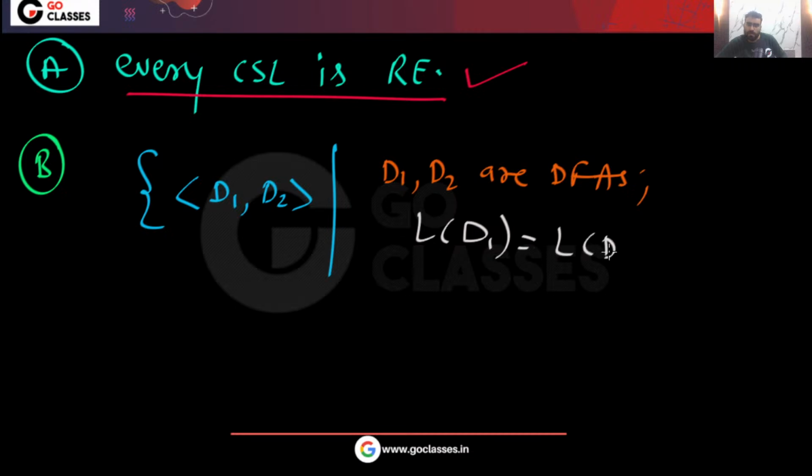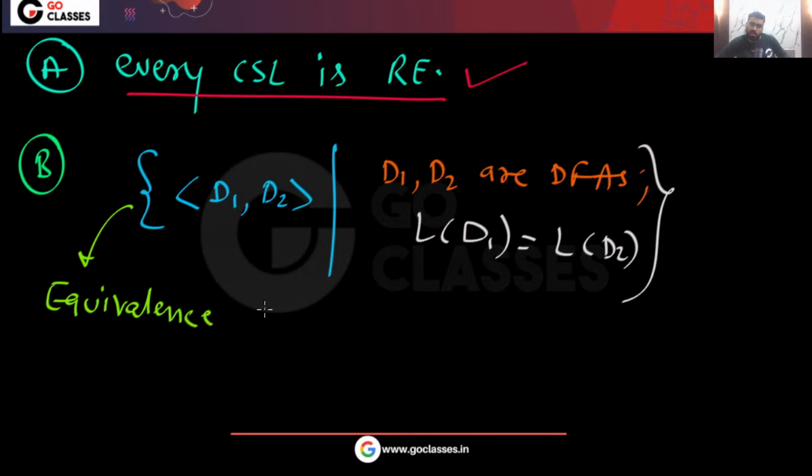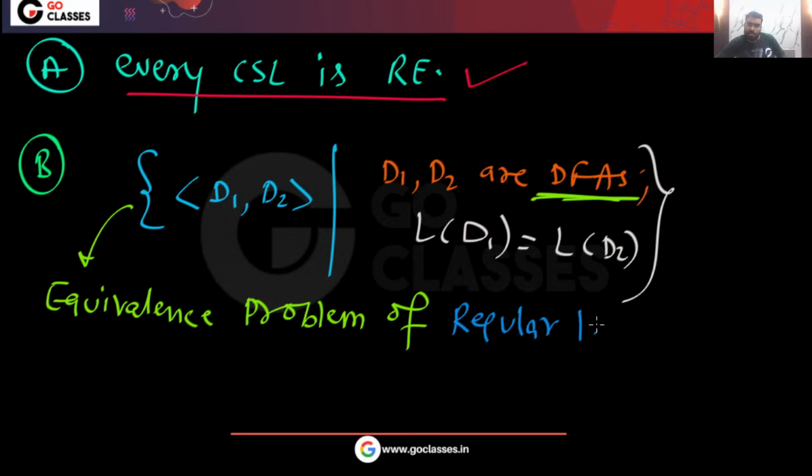This problem you already know is decidable. This is the equivalence of DFAs. This is the equivalence problem of regular languages, because D1 and D2 are DFAs. So their languages are regular: L(D1) is regular, L(D2) is regular.